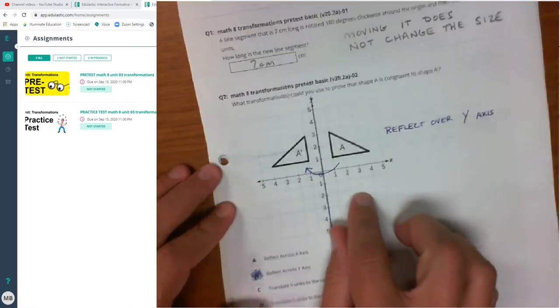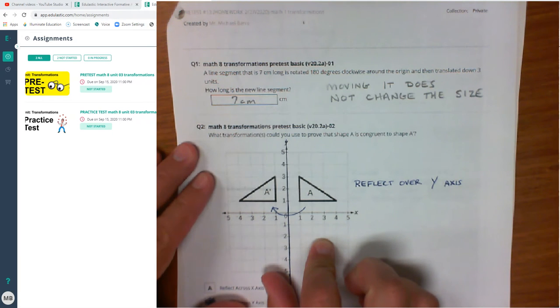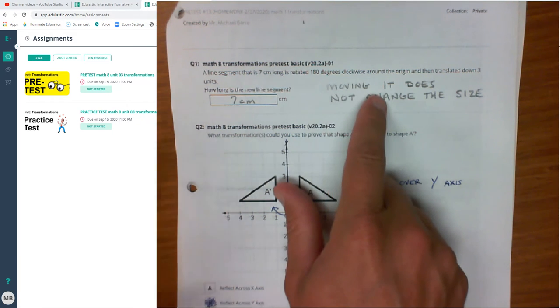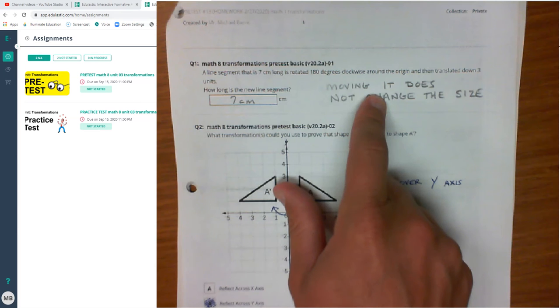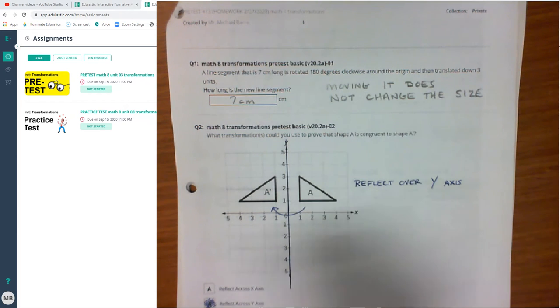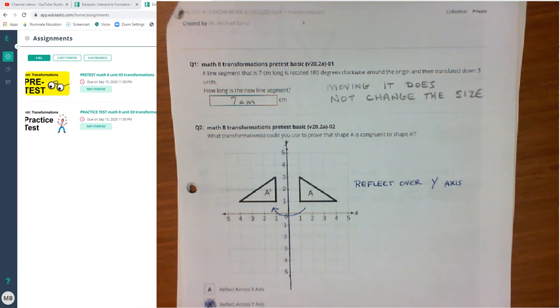A line segment that is 7 centimeters long is rotated clockwise around the origin, then it's translated down 3 units. How long is the new segment? It's still 7 centimeters long. Moving it around does not change its size.